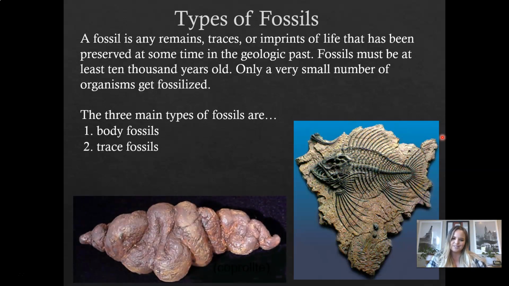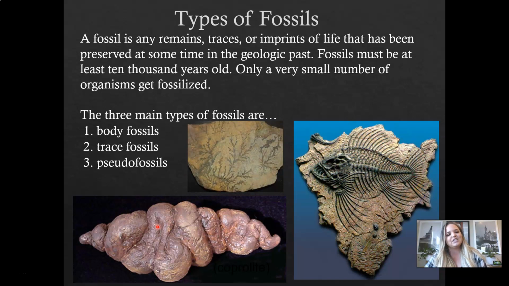You might see trace fossils, which are evidence that the animal or the species existed, but not necessarily the species itself. So traces could be something like their footprints. They could be something like their poop, which is what this is. This is a coprolite, which is fossilized dinosaur poop. Or we might see pseudofossils. Pseudofossils are basically fake fossils that don't consist of trace or body remains. They often lead you to think that they're fossils, but they're from some other process.